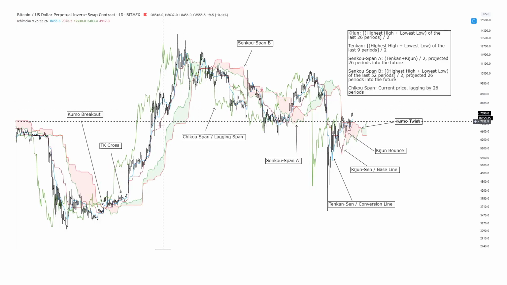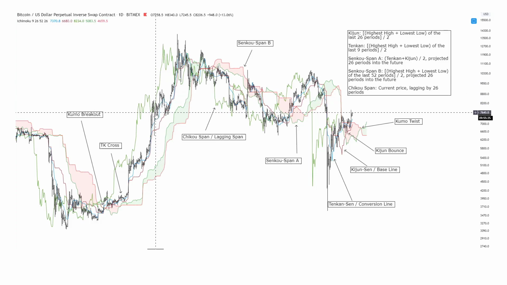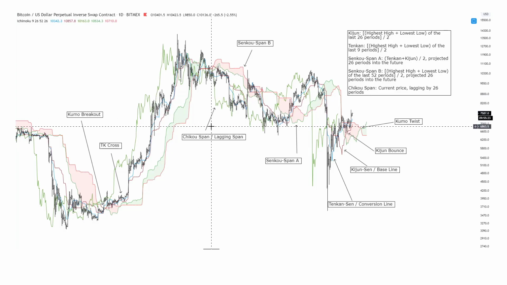The Kijin Sen, this orange line, is calculated by taking the highest high and the lowest low of the last 26 periods and dividing this value by 2. The Tenkin Sen, this blue line, is calculated by taking the highest high and the lowest low of the last 9 periods and dividing this value by 2.